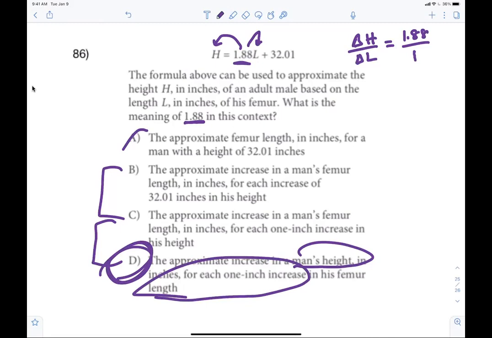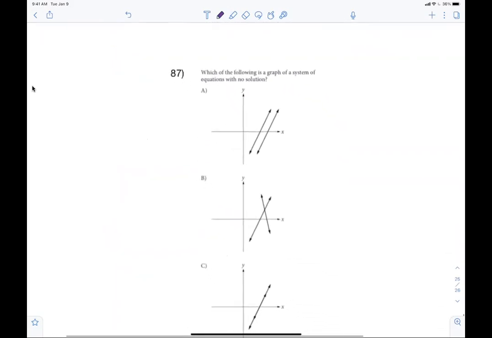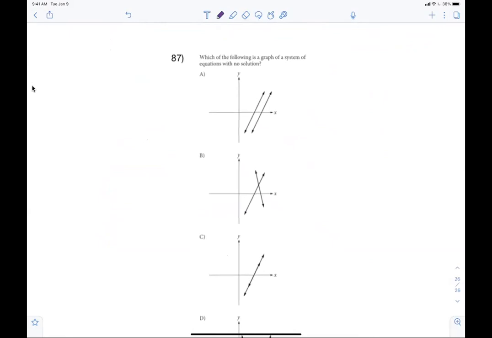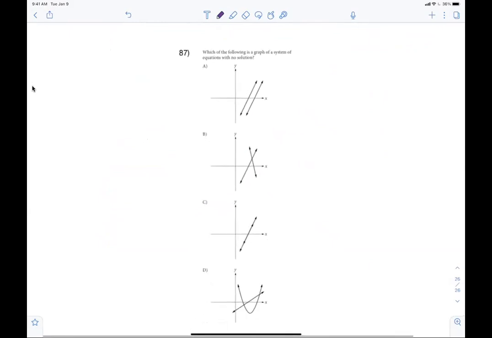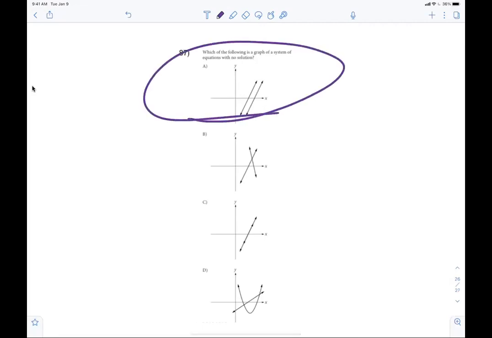All right, flipping the page. Which of the following graphs has no solution? Everybody knows that one, of course. What is it? Tell him, James. Has no solution. Tell him, Marin. Why? They're parallel. Parallel lines have no solution. C is an infinite number of solutions.